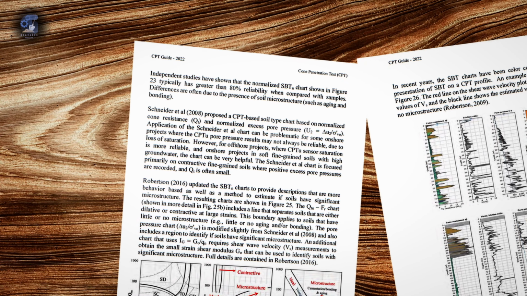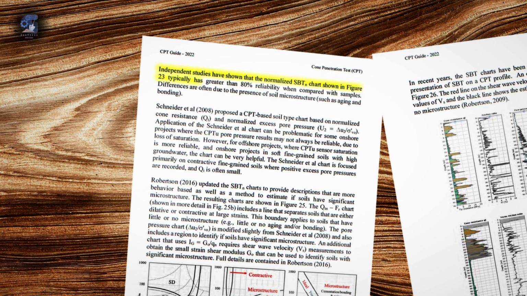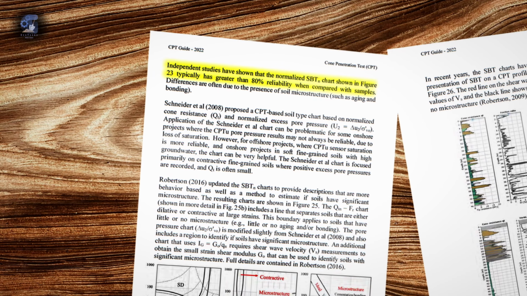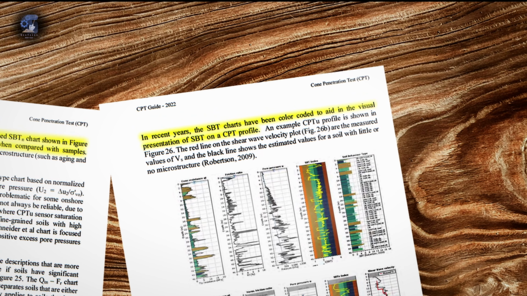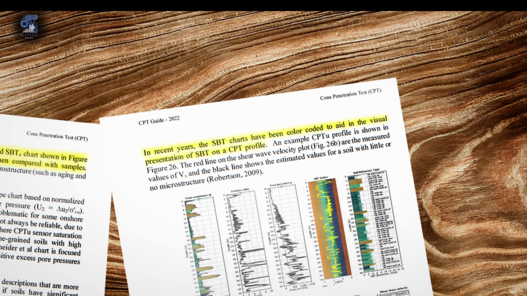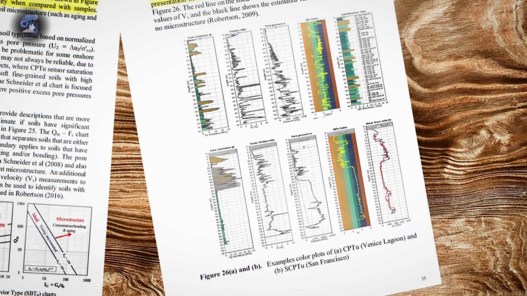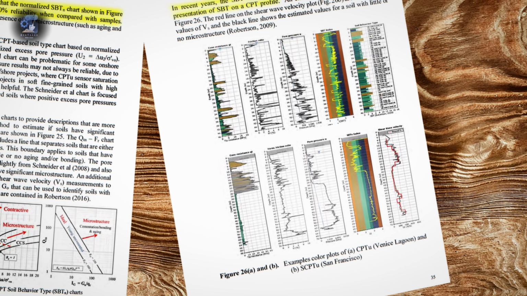Although this classification method is not accurate, independent studies have shown that the normalized SBT chart has reliability greater than 80%. In recent years, the SBT charts have been color-coded to aid in visual presentation of the SBT on a CPT profile, matching colors with the type of soil encountered.